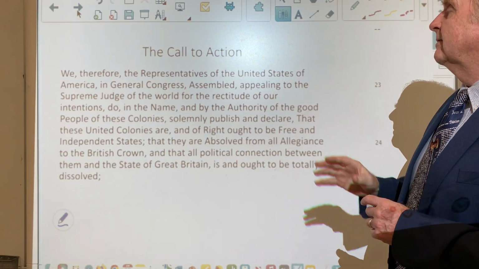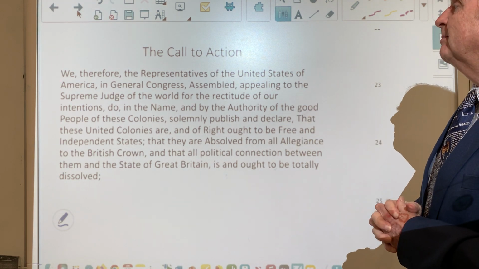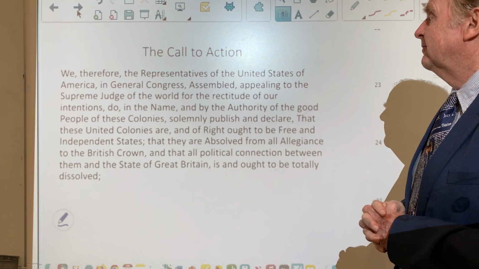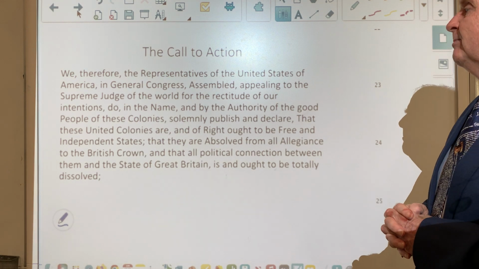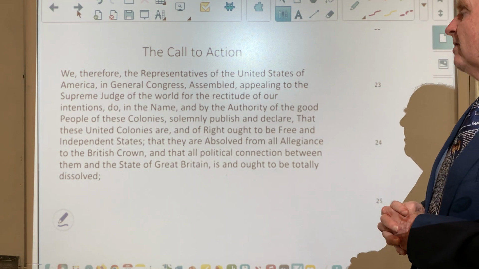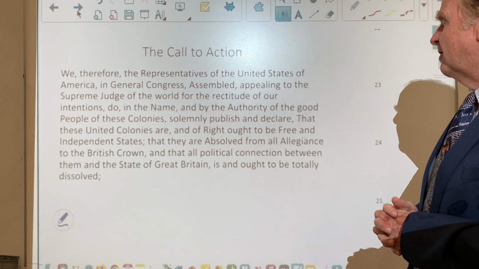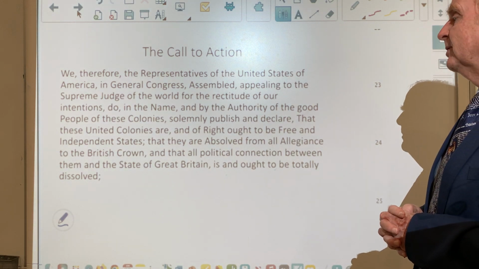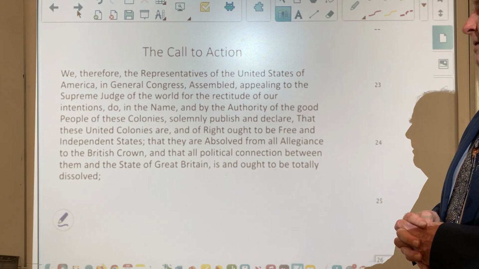We therefore, this is their call to action, we therefore, the representatives of the United States of America in General Congress assembled, appealing to the Supreme Judge of the world for the rectitude of our intentions, do in the name and by the authority of the good people of these colonies solemnly publish and declare that these colonies are and of right ought to be free and independent states, that they are absolved from all allegiance to the British Crown, and that all political connection between them and the state of Great Britain is and ought to be totally dissolved.